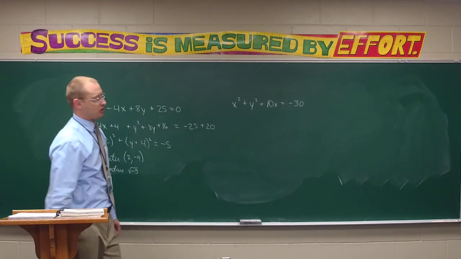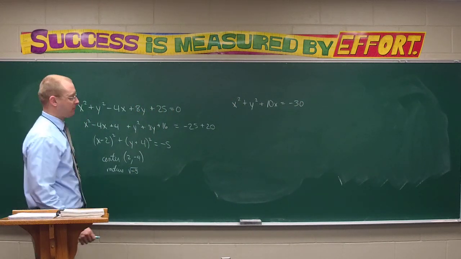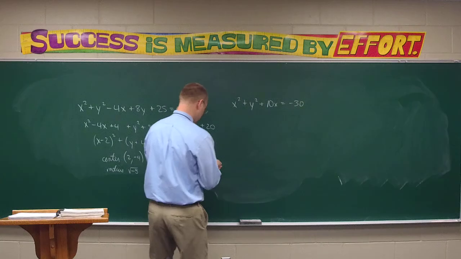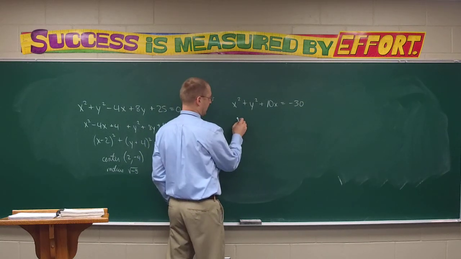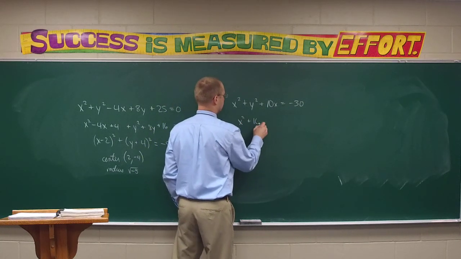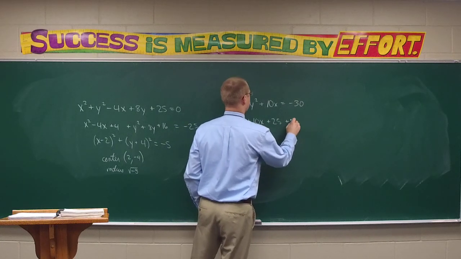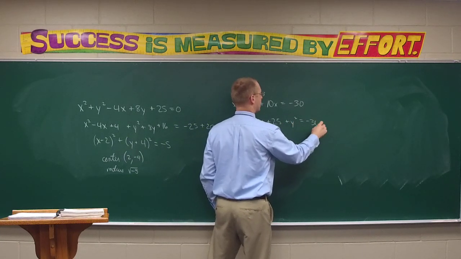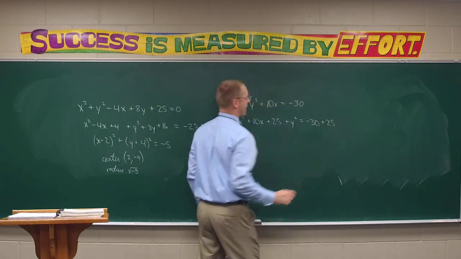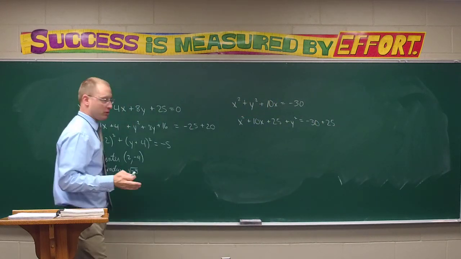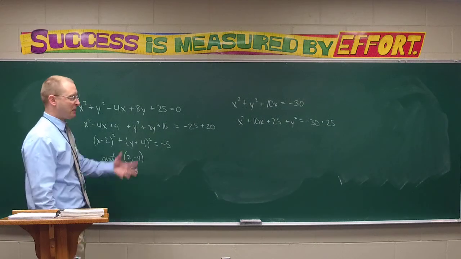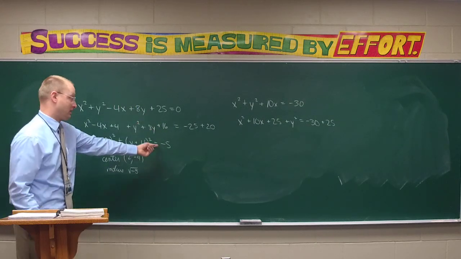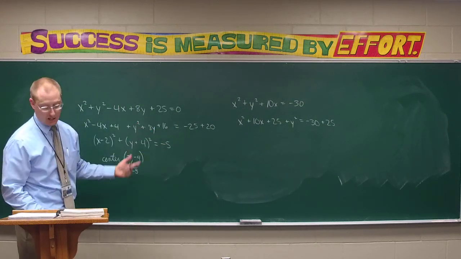Let's see if that's actually a circle. What do we need to do, Jamie? You group the terms together and complete the square. So x squared plus 10x plus 25 plus y squared equals negative 30 plus 25. And we don't even have to go further. Is it going to be a real circle, class? No, because we end up with a negative value, negative 5. It's not going to be a real circle.